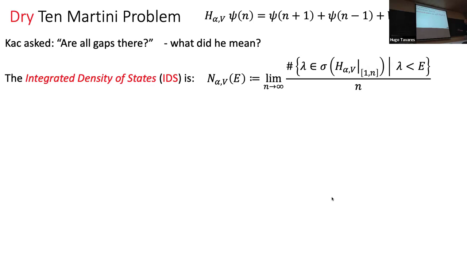And we are just left to understand what the Dry Ten Martini is, in the next slide. In order to understand it, we need just to understand what the integrated density of states is. I demonstrate it for this operator. You take the operator, you restrict it to a finite box from one to n. So this is a finite matrix. Then for every energy E, you count how many eigenvalues this matrix has smaller than E, and you divide by the size of the matrix. And you let the size of the matrix go to infinity. That's one definition of the integrated density of states.